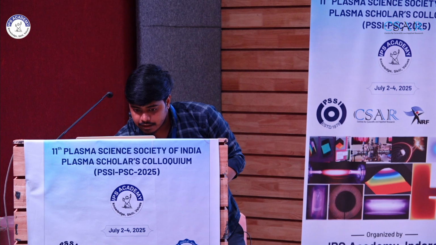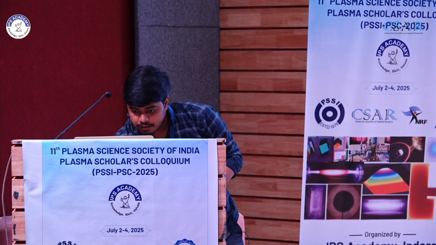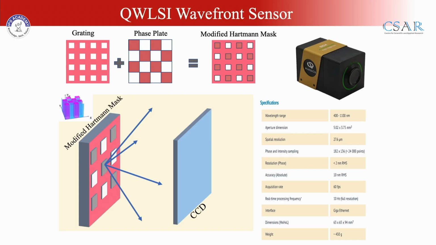If I go back in one second. Okay, here. If you see this white thing and this dark thing, in the white, the light just transmits, and in the gray, it goes through a lambda by 2 plate. So alternate holes have either 0 phase or pi phase, like lambda by 2.